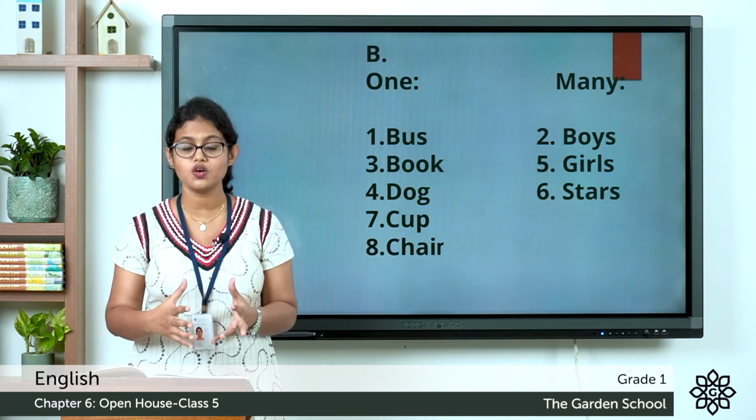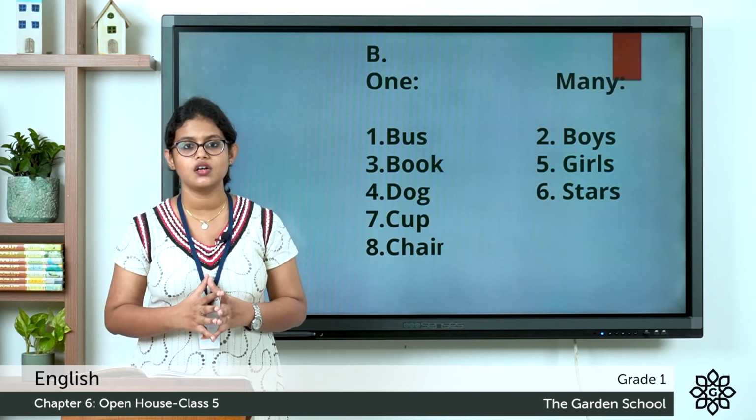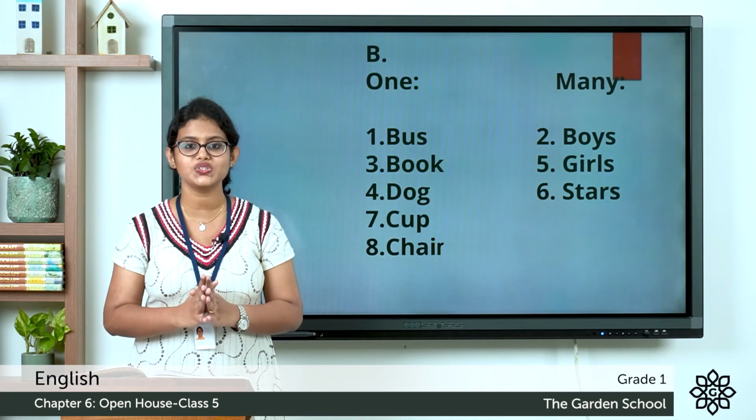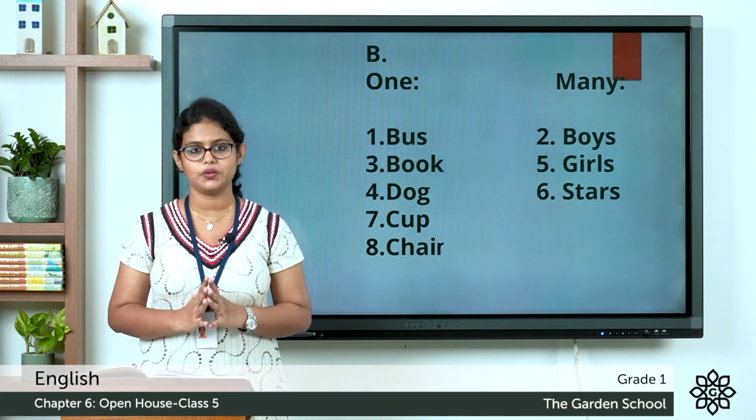So you learnt about one and many. So if there are things more than one in number, what do you need to do? You need to add S at the end of the naming word.